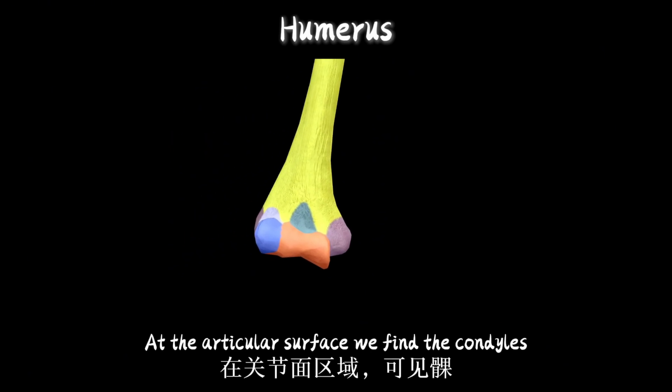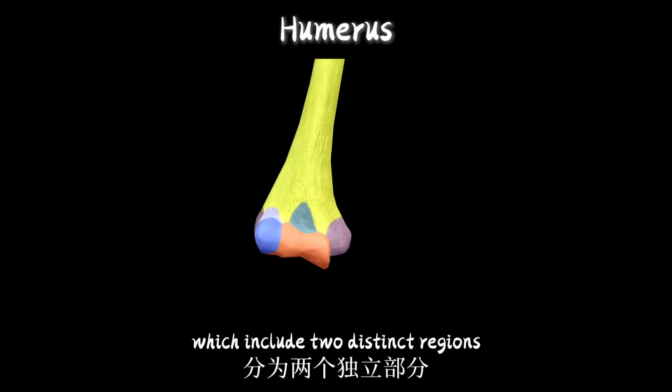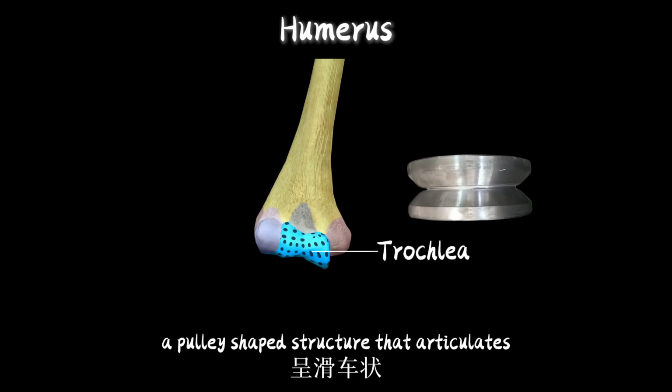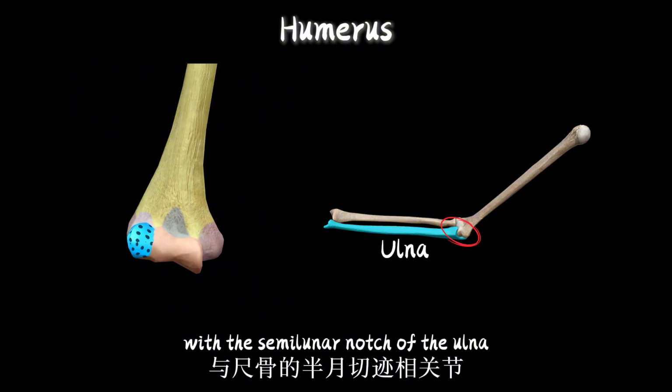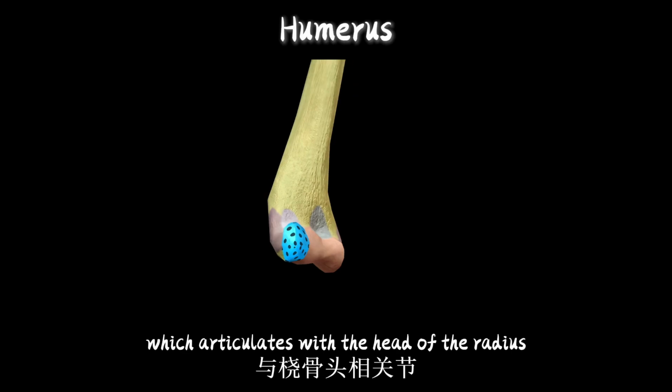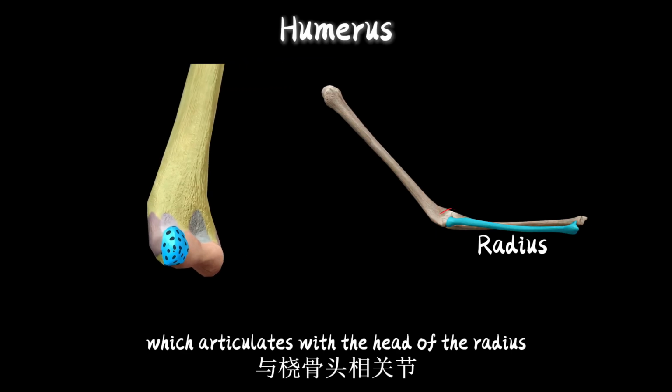At the articular surface, we find the condyles, which include two distinct regions. Medially is the trochlea, a pulley-shaped structure that articulates with the semilunar notch of the ulna. Laterally is the capitulum, rounded or head-shaped, which articulates with the head of the radius.